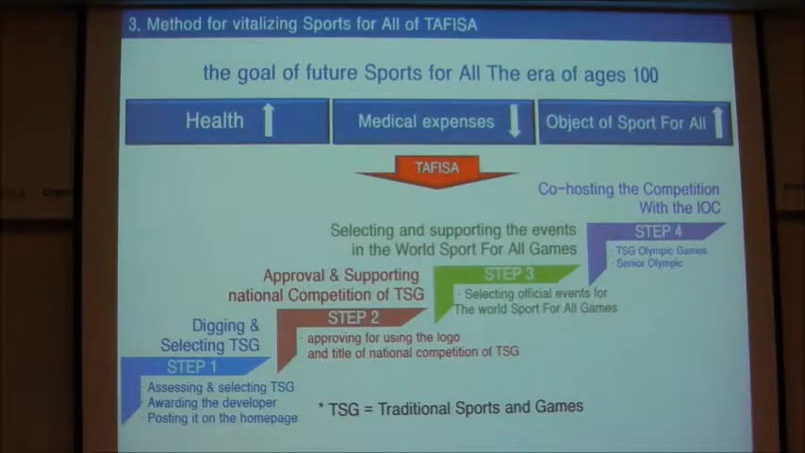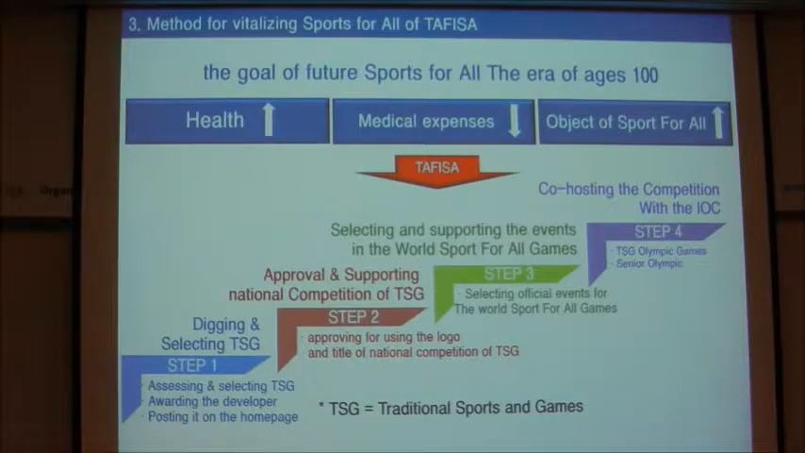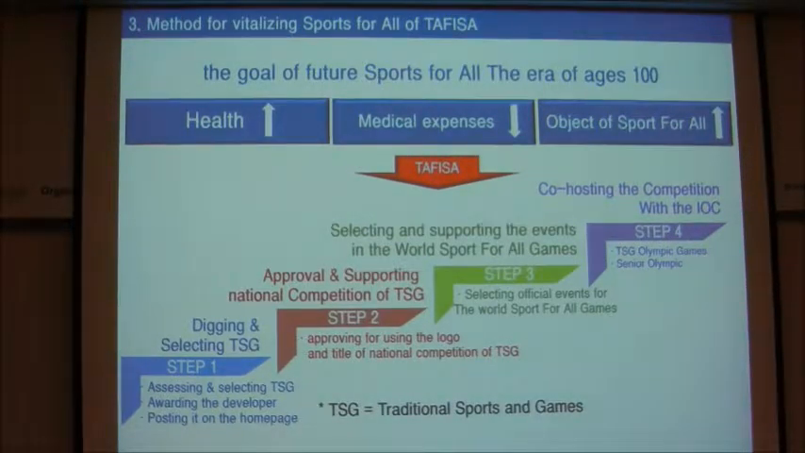Then, given that not all people participate in sport for all, and we are entering an aging society, what should TAFISA do to strengthen sport for all and make the world active? TAFISA should set its future goals as improving health, reducing medical expenses, and expanding the objects of sport for all. To achieve this, I propose the following 4-step suggestions.